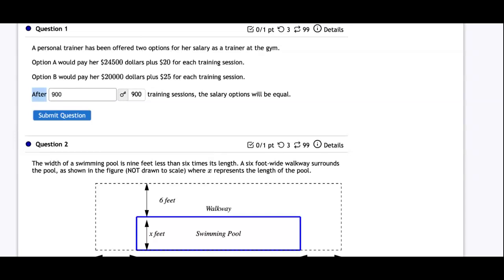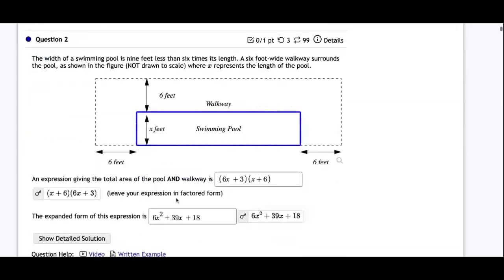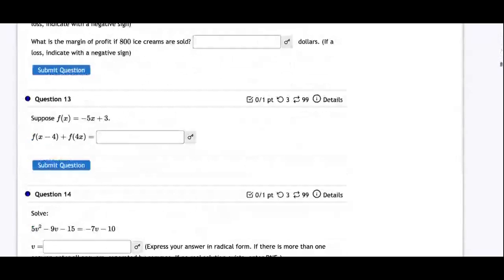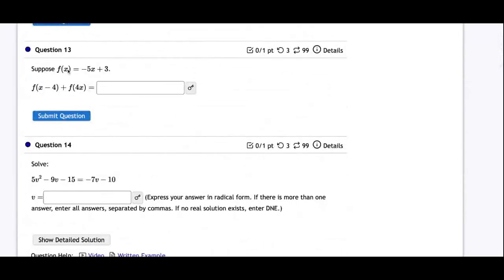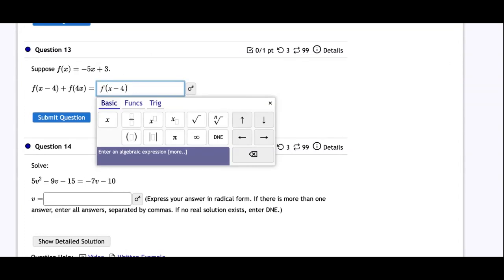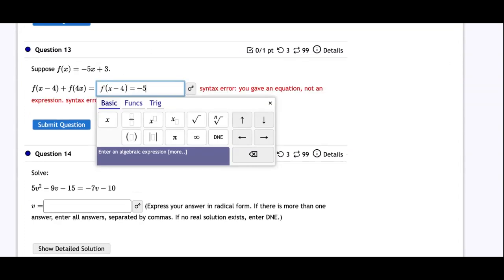Can we go over question 13? Let's go to 13. Suppose f of x is, how do we read a function? What this function does is multiply the input by -5, then add 3 to it, right? So what is f of x minus 4? The input is x minus 4. So we multiply -5 to the input, then add 3 to it.